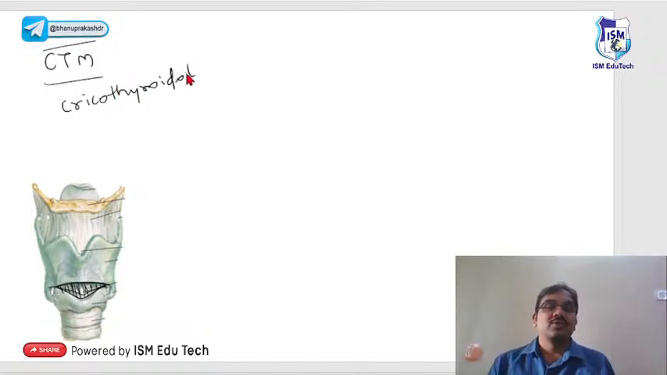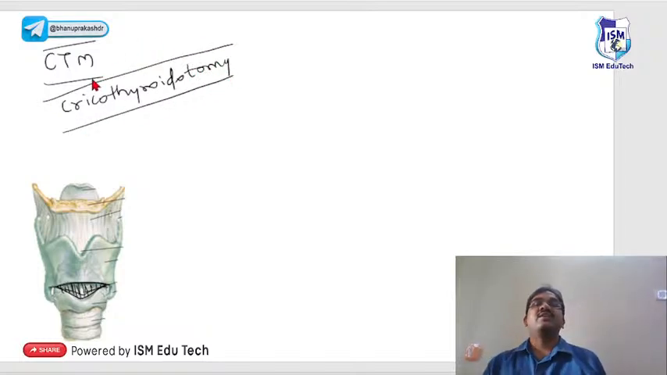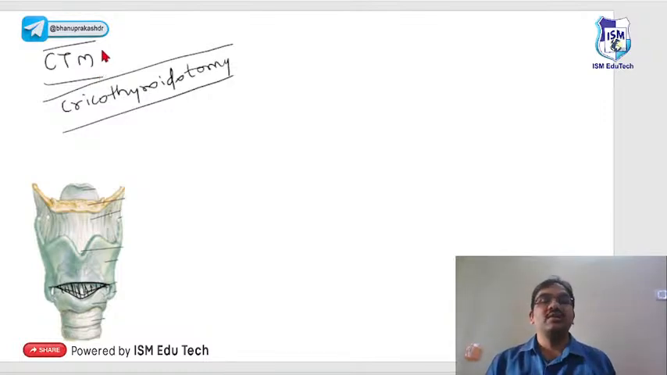Cricothyroidotomy. Okay, so this is one of the emergency airway providing procedures where it is very difficult to intubate and you are unable to get a tracheostomy done. The other life-saving procedure you have in your hands at that time is cricothyroidotomy, right? So cricothyroidotomy is done through this cricothyroid membrane.